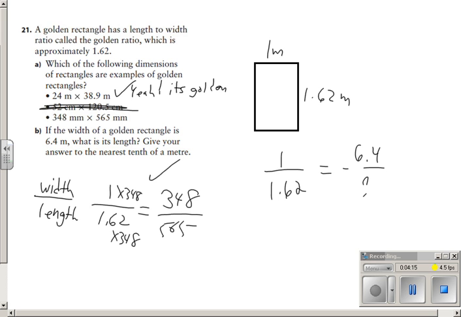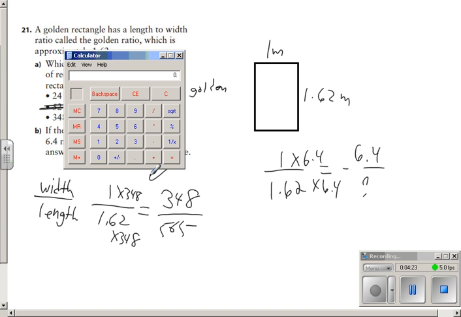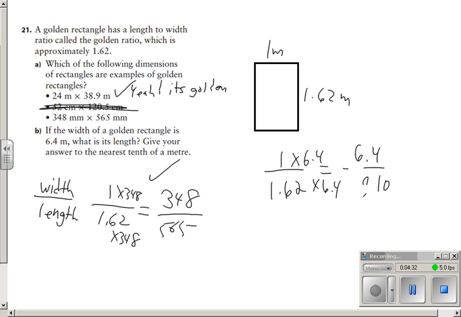Well, really, it's not that hard. I know that I have to multiply it by 6.4, multiply it by 6.4. And if I take my calculator, what's 1.62 times 6.4? It will tell me the answer is 10.368. So it's 10.368 meters, and that is the answer for the length of your rectangle if the width is 6.4.